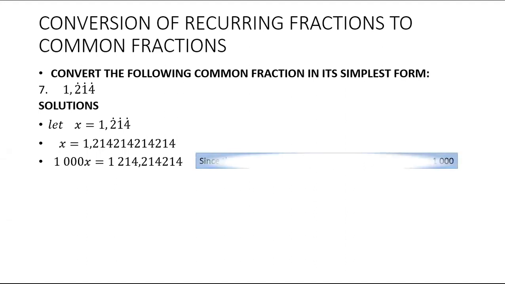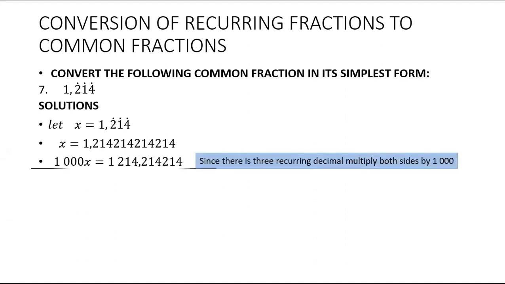Then you're going to take equation 2 minus the expanded equation 1. And when you do that, remember to start at the left-hand side, and you will take 1,000 minus 1, which is 999. And on the right-hand side, you have 1,214 minus 1, which is 1,213. Then you divide both sides by 99. Simplified form, it will be 1 and 214 divided by 99.